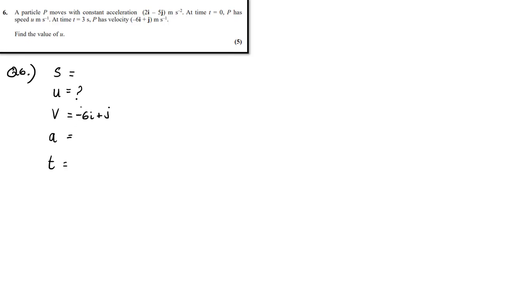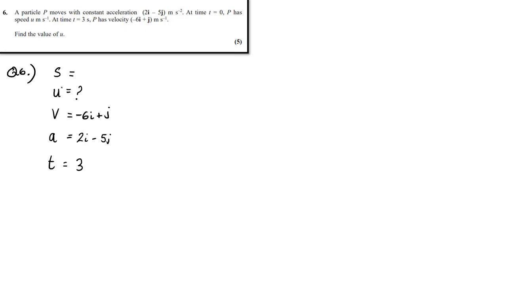We know a, that's the constant acceleration. We're given that at the beginning of the question. So that's 2i minus 5j. And we also know the time. We're told at time t equals 3 seconds. So t equals 3.